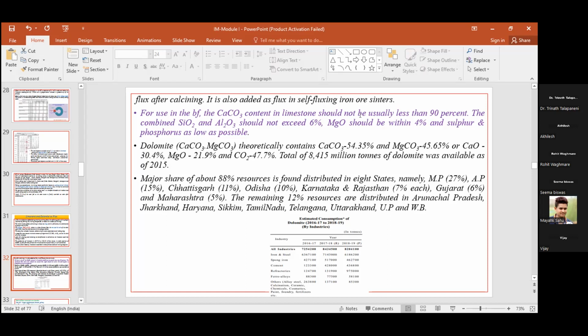Dolomite is CaMg(CO3)2, that is CaCO3 taken twice. It should contain CaCO3 of 54.35% and MgCO3 of 45.65%. We also have a good amount of dolomite deposits available, around 8,415 million tons, and these are available in states like Madhya Pradesh, Andhra Pradesh, Chhattisgarh, Odisha, Karnataka, Rajasthan, Gujarat, Maharashtra, mostly in these states.